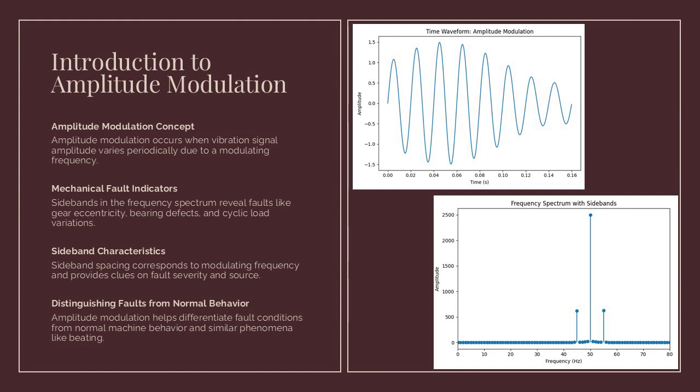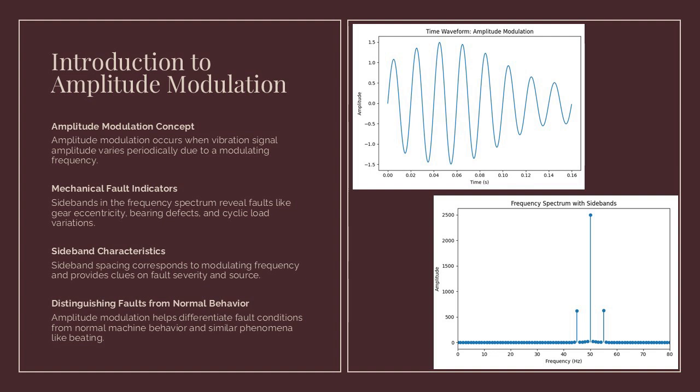This concept is critical because it reveals mechanical conditions such as gear eccentricity, bearing defects, and other cyclic load variations. Unlike simple vibration signals, amplitude-modulated signals indicate that forces within the machine are not constant but fluctuate in a predictable manner. This fluctuation often results from mechanical imperfections, such as misaligned gears or localized bearing damage, which cause repetitive changes in load during rotation. Analysts rely on identifying these sidebands to diagnose faults accurately.